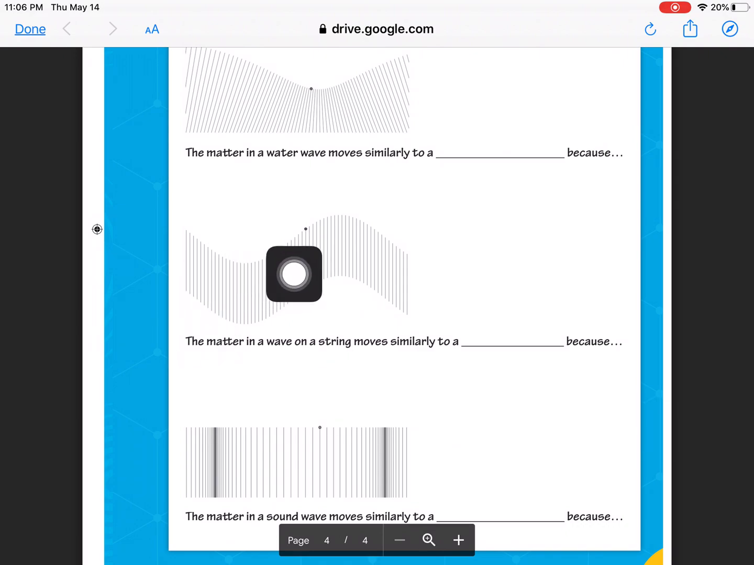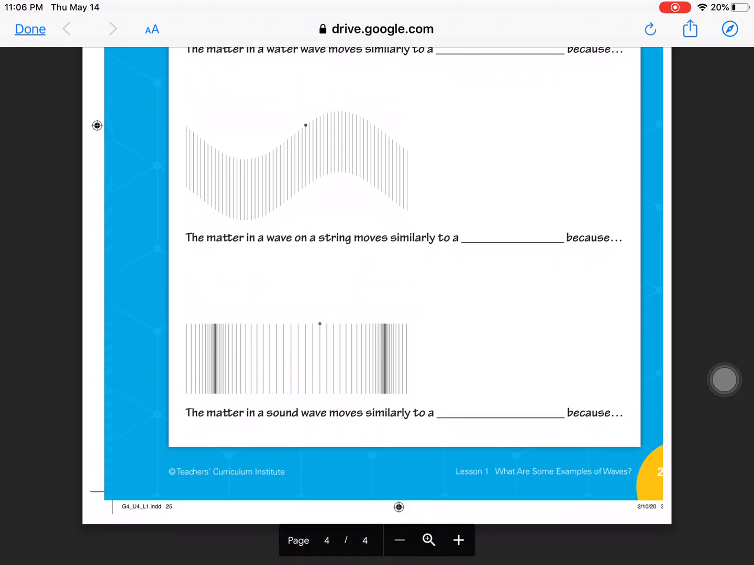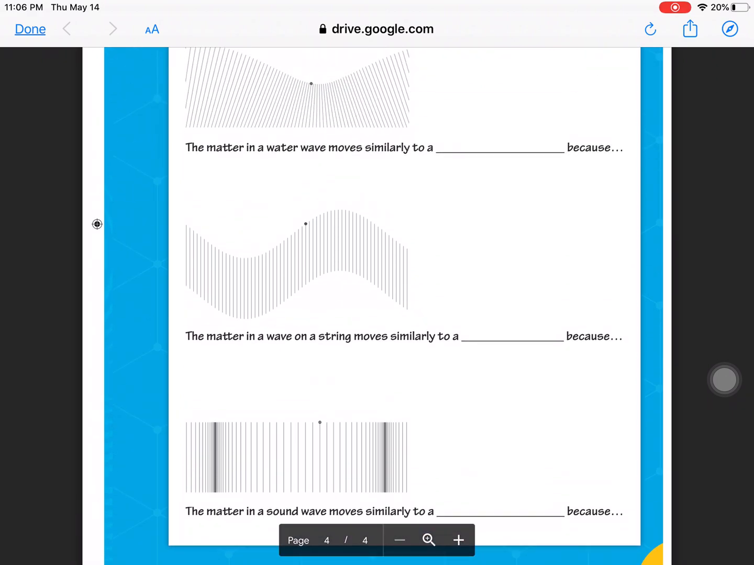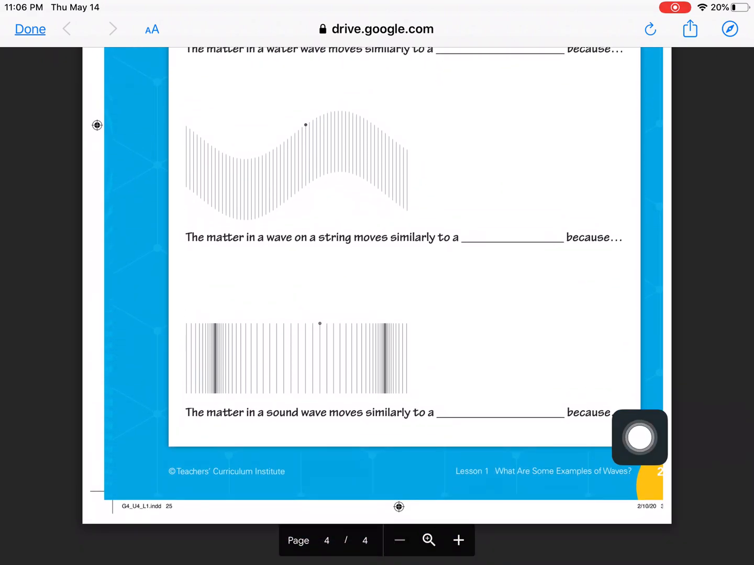Here is another wave and matter. It says, the matter in a wave on a string moves similarly to a blank. So what is it the same as? Because, and how are they the same? So this would just be telling how they move, right? How the matter in a wave on a string moves, or how the matter in a water wave moves, what it's the same as. So here's another wave and matter.